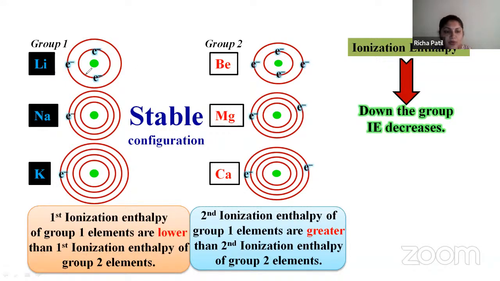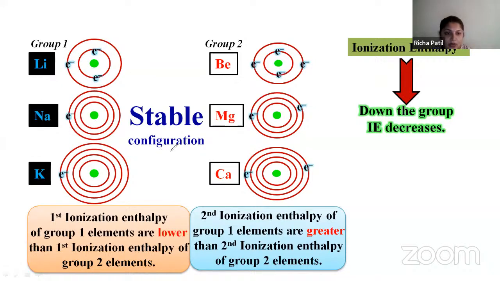When you're talking about group 1 elements, what will happen to the ionization enthalpy? The ionization enthalpy of alkali metals is low. As you go down the group, the ionization enthalpy decreases. What is the reason? Because there is an increase in the size. Ionization enthalpy is the amount of energy required to remove the last electron. When you are removing the last electron from lithium, the energy required will be more.